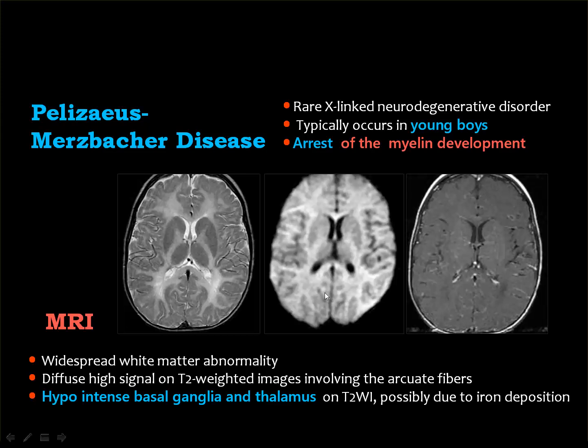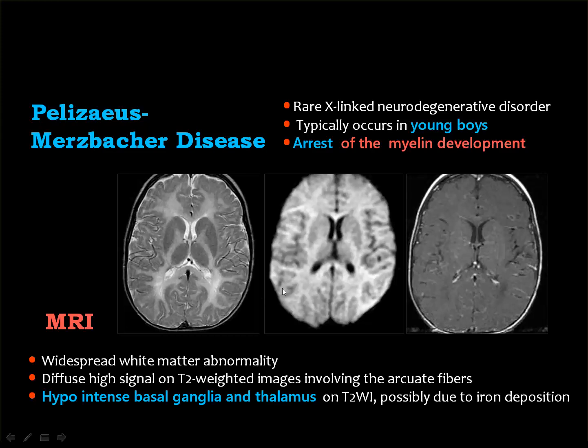Now, the fourth one in this group is the Blasius-Merzbacher disease. This Blasius-Merzbacher disease is also rare and typically occurs in young boys, and there is, of course, arrest of myelin development. The resultant changes are almost similar to metachromatic leukodystrophy, including the tigroid appearance, and while the metachromatic leukodystrophy may show diffusion restriction, this disease will not show diffusion restriction.